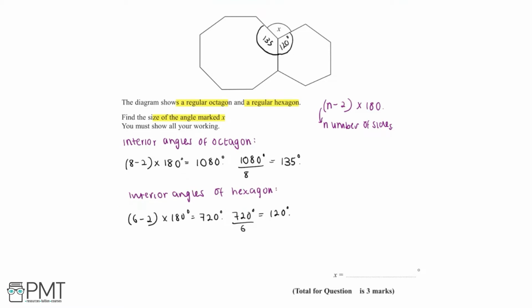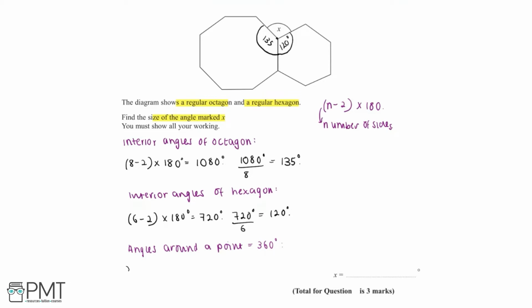And so now we need to find the angle x. And so we can use the fact that angles around a point add up to 360 degrees in order to do this. And so the angles around this point are 135 degrees, 120 degrees, and x. And these all add up to 360 degrees.